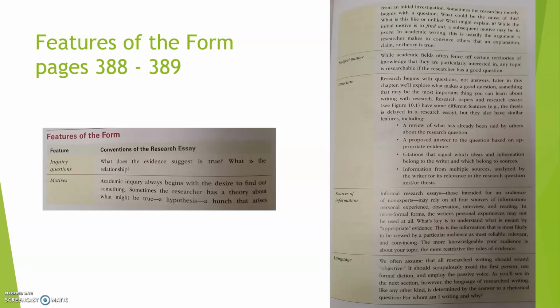What might explain it? While the initial motive is to find out, a subsequent motive may be to prove, which is often the case. In academic writing, this is usually the argument a researcher makes to convince others that an explanation, claim, or theory is true. While academic fields often fence off certain territories of knowledge that they are particularly interested in, any topic is researchable if the researcher has a good question.